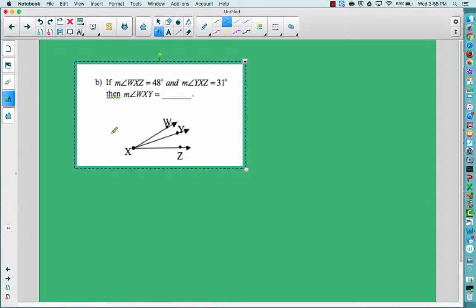Let's try another one. In this case, it gave me that WXZ, so the whole angle, WX all the way to Z, means this angle. That angle is 48. YXZ, so this angle right here, is 31. How can I find WXY? So this is what I want to find right here. WXZ was 48, so I would do 48 minus 31, and I would get 17. So WXY would be 17 degrees. So that's another way to use the angle addition postulate. That's with numbers, mathematical thinking with numbers.